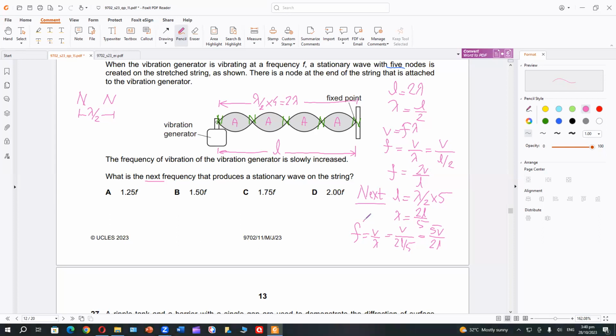Now can you combine them if I want to get the final value, because I have both the values now? I want to make a ratio. F prime upon F, making the ratio. So 5V upon 2L upon 2V upon L. Now do the cancellation and help me solve the equation remaining. L and L cancel, V and V cancel. That will be 1.25.